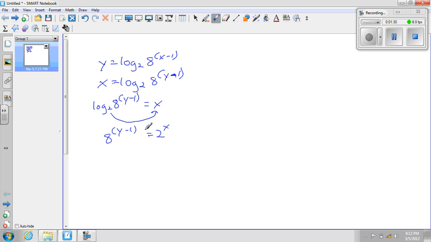And it looks like I could be stuck, except that I realize 8 is an exponential relationship to 2. 8 is 2 to the third. So I have 2 to the third to the y minus 1 is equal to 2 to the x.